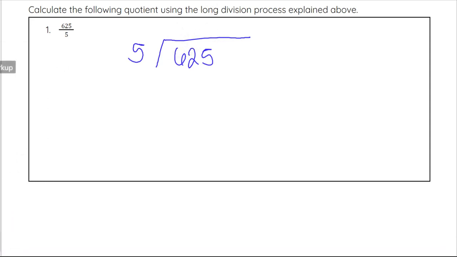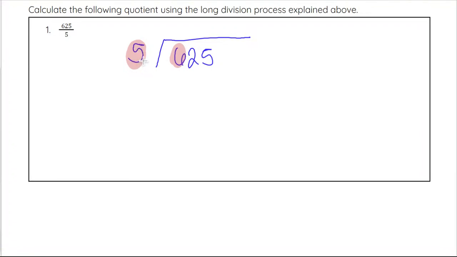So to start, we want to look at this first digit here, and this number over here in the divisor as a whole. So we want to know, can 5 divide evenly into 6? If so, we would put that number up top. So for example, if this number out here perfectly divided into this first digit here, we would put whatever the answer was when we did that division. Unfortunately, 6 does not divide by 5 evenly.